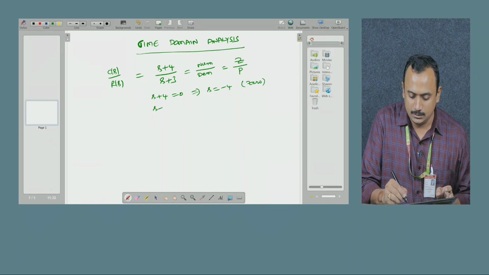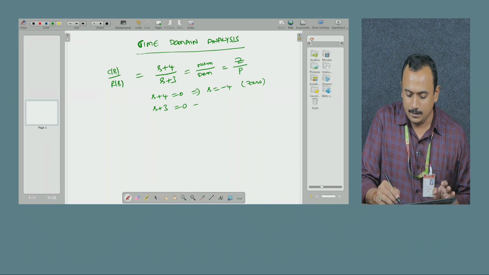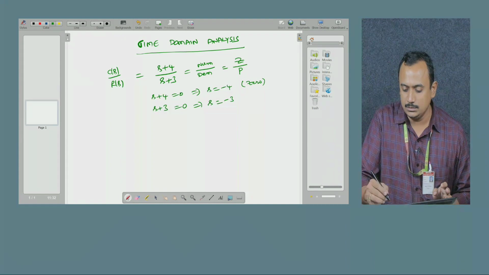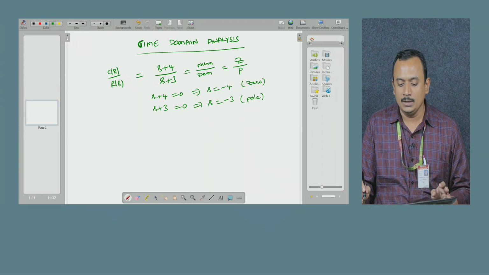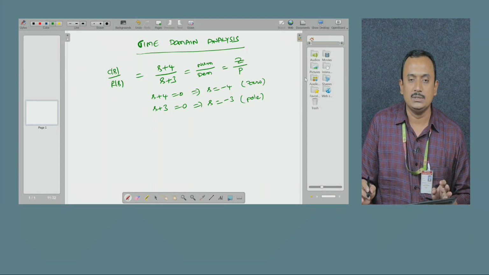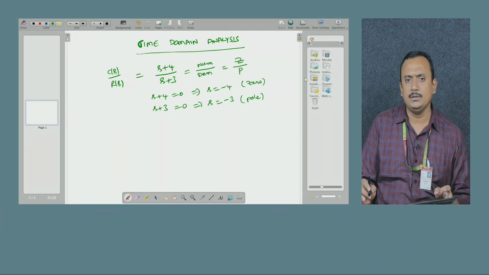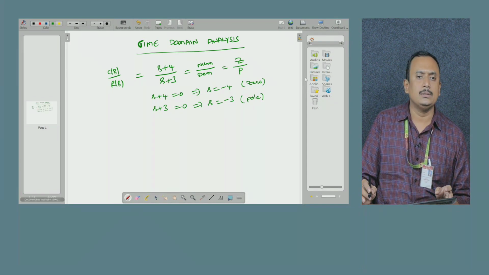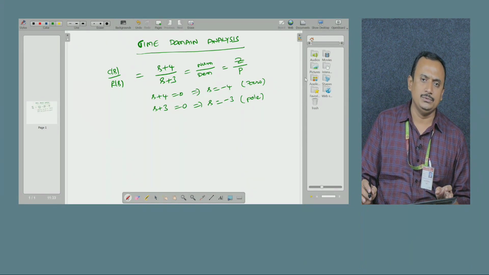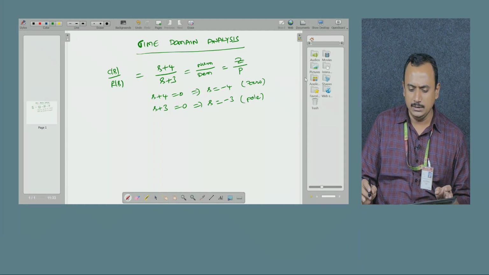Similarly, look at the denominator. s + 3 = 0, and from this s = -3 is one root. This root is known as a pole. From this, the conclusion is, if I find the roots of the numerator, it gives the zeros of that transfer function. Similarly, if you solve the roots of the denominator, it gives the poles of the given transfer function.